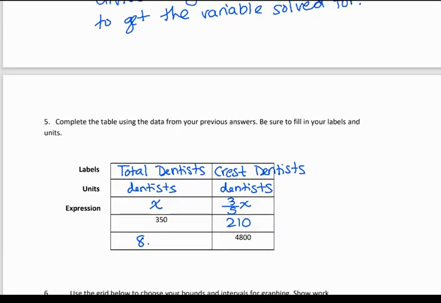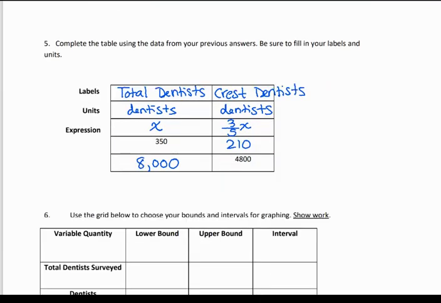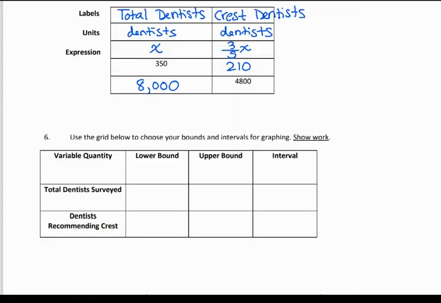8,000. Okay, so again, I'm just using the calculations we had to come up with that. Alrighty, everybody take 3 minutes here, or 2 minutes. Fill out question 6. So given what we just did in 5, take a look, right? This is working. Total dentist, that was our first column, and Crest dentist, that was our second column. Everybody fill out your boundaries and come up with our intervals. You can use that graph of 20 units to do that. Go.